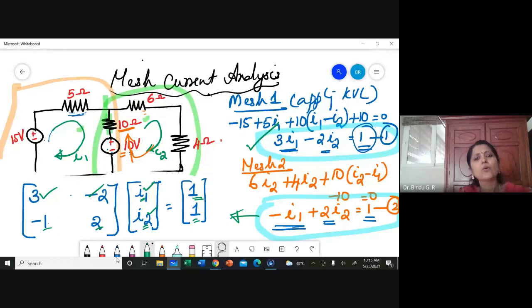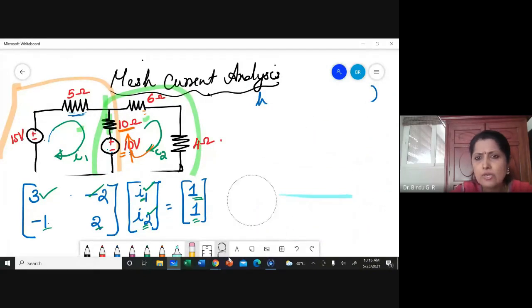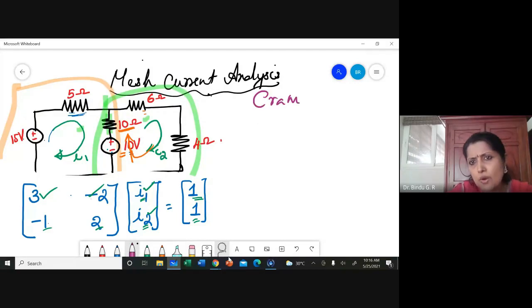Now, why am I writing in matrix form? Because if I get a very complicated 3 by 3 or 4 by 4 matrix, it is much easier to use, instead of the substitution method, what is known as, I hope you have come across it, someone should answer. Rishikesh, have you learned Cramer's rule? Have you ever learned Cramer's rule?